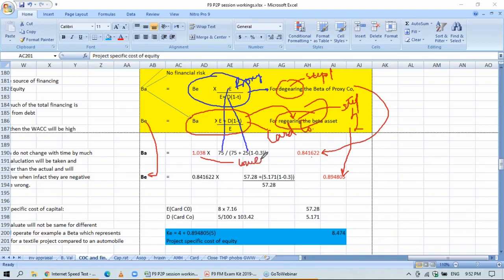Remember this tip. These formulas are given in the exam, but it's better to learn that the ungeared beta will be lower than 1.038. Remember always, and this will be plugged into the next formula. The beta arising from this formula will always be higher, because due to the incorporation of the financial risk, the beta will increase. So in the first step, the beta will decrease: the proxy company beta will be higher, and the ungeared beta will be lower. In the second step, the beta will increase due to the financial risk. I hope it's understood.